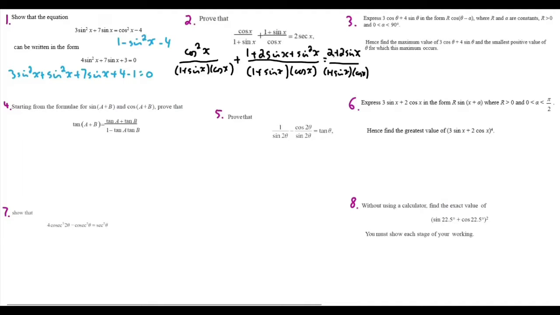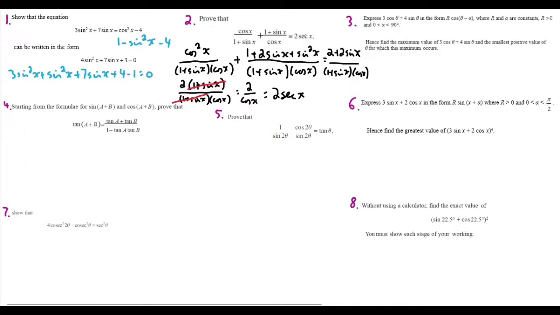What we can do here is to say that this, if we just factorise 2 out the top, is now 2 lots of 1 plus sine x over the 1 plus sine x cos x. 1 plus sine x cancels with 1 plus sine x, leaving us with just 2 over cos x. And if 1 over cos x is sec x, 2 over cos x will be 2 sec x.